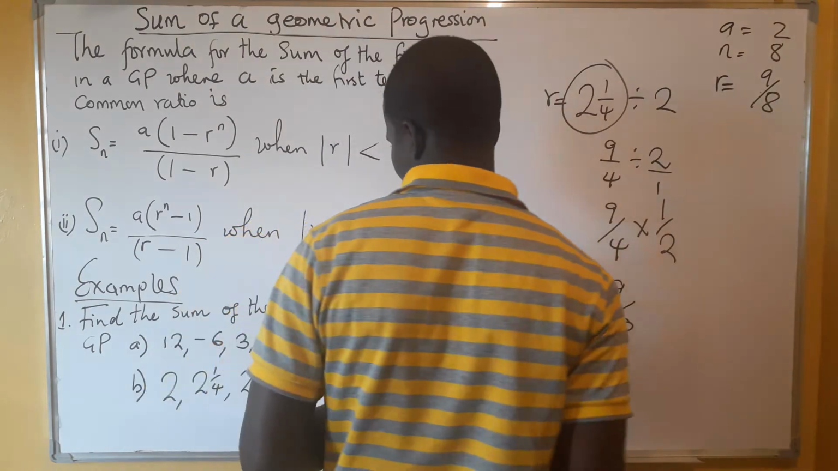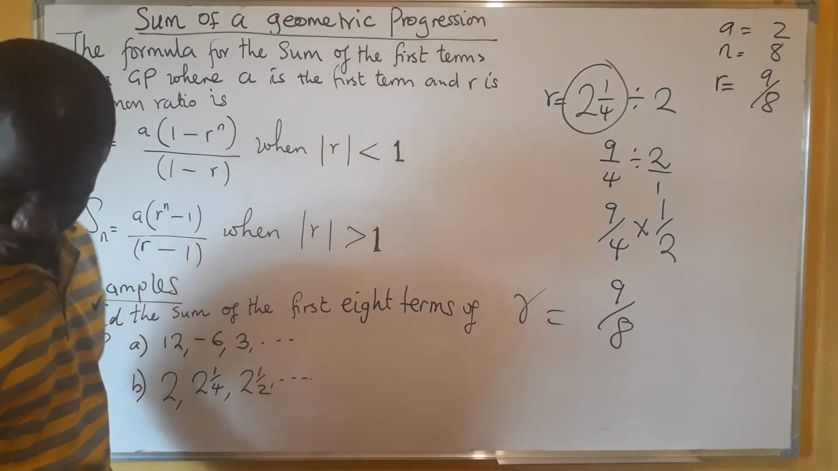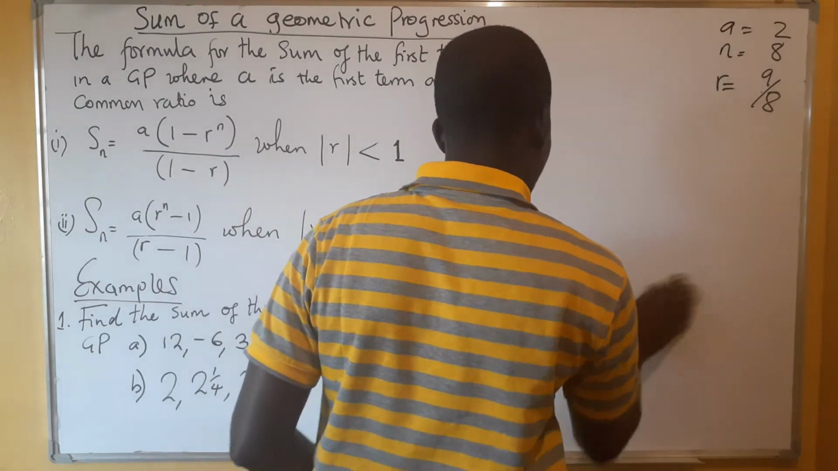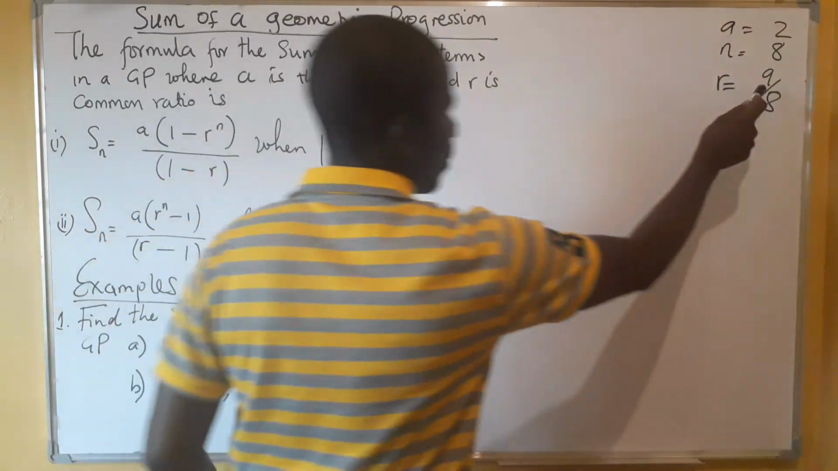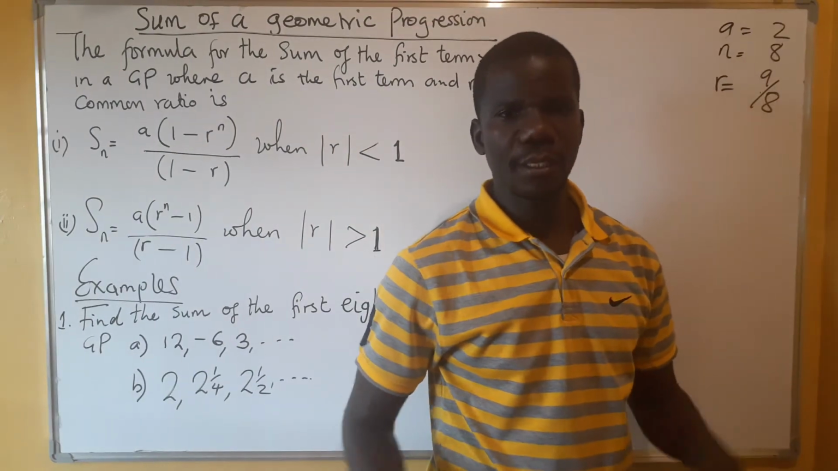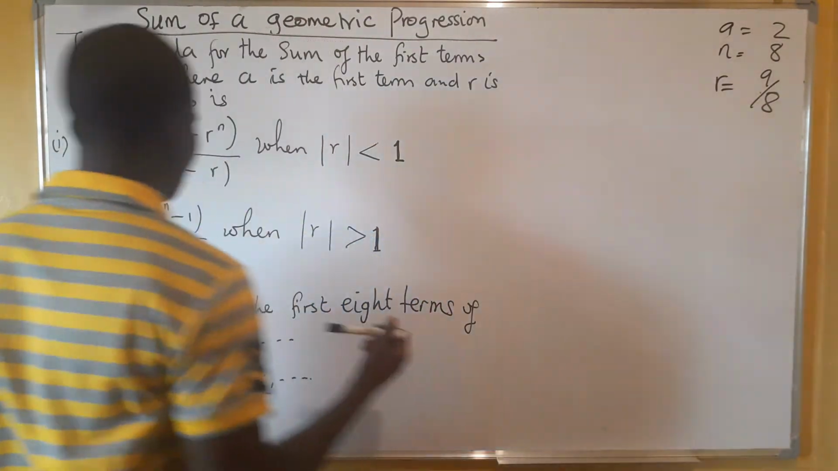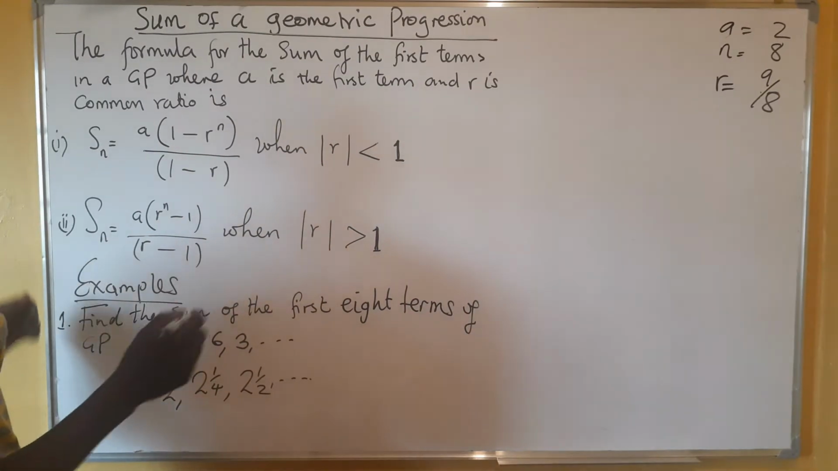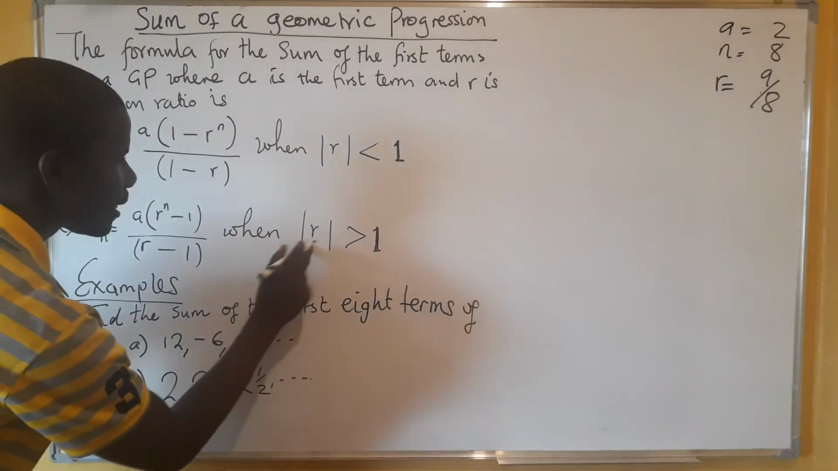That is the second term divided by the first. So now we get to our formula. Let's look at this one now. Is it less than or greater than 1? If you divide this, it's going to be 1 point something, because 8 can go into 9. So it is greater than 1. So we are looking at this formula, and this is the formula that we are going to apply in this case, because R is greater than 1.